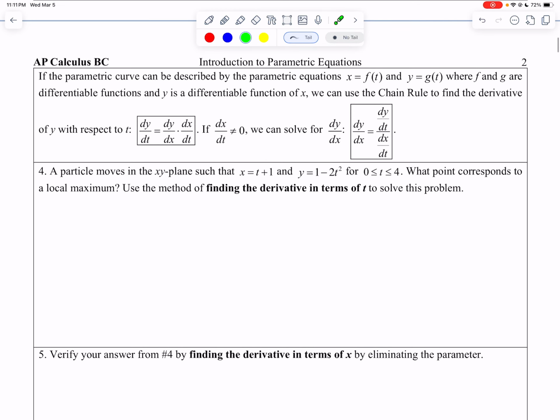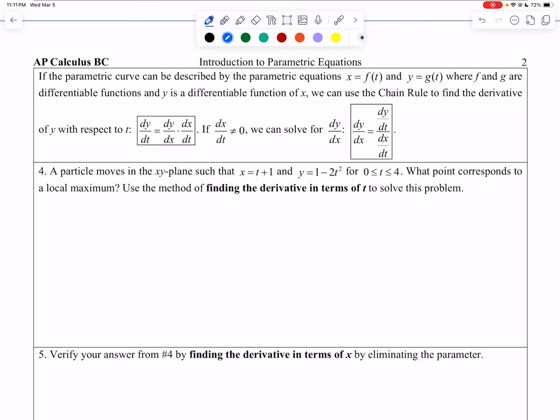All right, just like the basic analyzing that we did back in Unit 2, we could also do some basic analyzing here for local minimums and local maximums. So for 4, we have a particle such that x is equal to t plus 1 and y is equal to 1 minus 2t squared for 0 to 4. What point corresponds to a local maximum? Use the method of finding the derivative in terms of t to solve this problem.